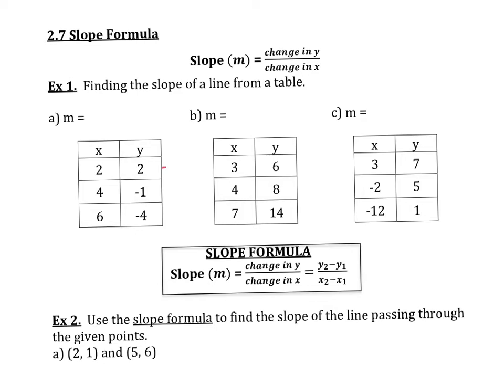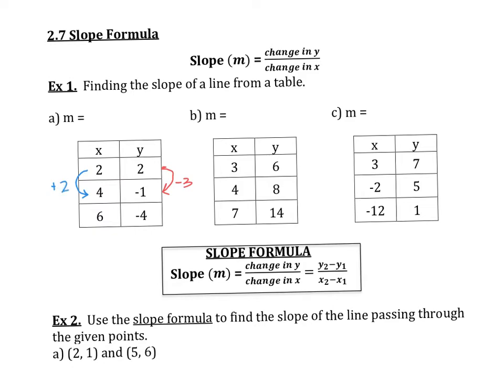Okay, let's see. If I go from 2 to -1, I want to think, how did that change? Did it go up or down? From going from 2 to -1, I did go down. And I actually went down 1, 2, 3 spaces. Okay, now in the x column, I'm going to compare the same two entries. So from x is 2 to x is 4, did I go up or down? I went up.